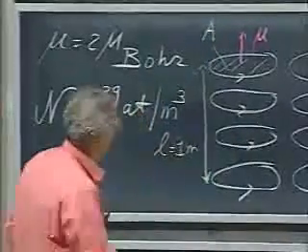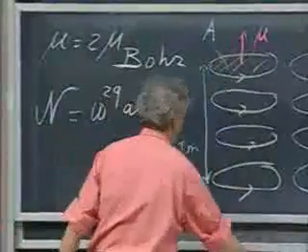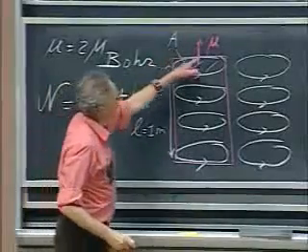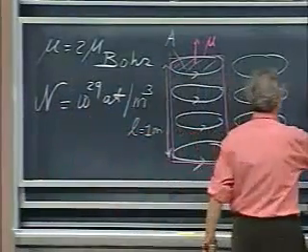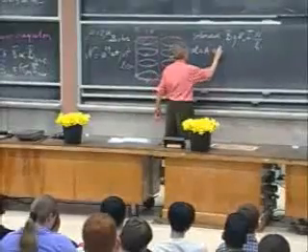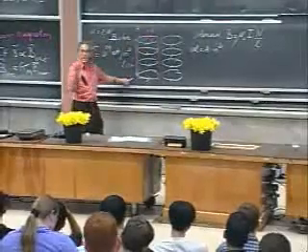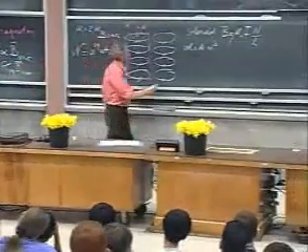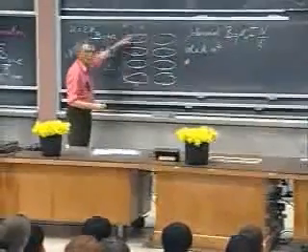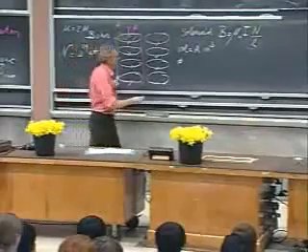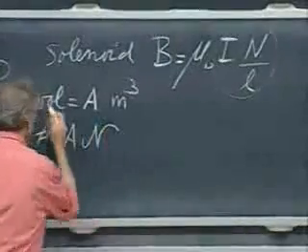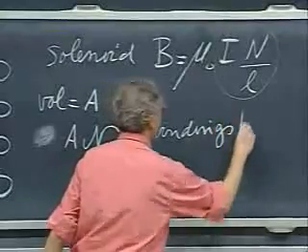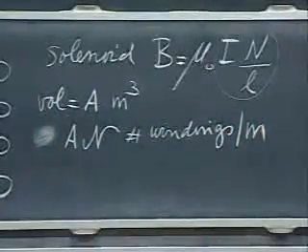So we would agree, I hope, that the volume of this solenoid, which has a length of 1 meter, is A square meters times 1, so the volume is A cubic meters. But the number of atoms per cubic meter is 10 to the 29. And so the number of atoms that I have in this solenoid per meter is this A times that N. So this is the number of windings per meter, if I call this one winding. Or you can think of it as the number of atoms per meter, the way they're lined up.